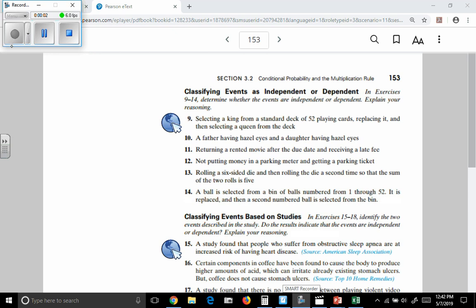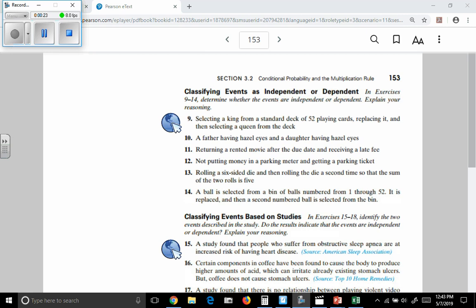As we're in 3.2, let's work through some examples. So one of the first things that was discussed in 3.2 was whether events are independent or dependent. So let's look at number 10. A father having hazel eyes and a daughter having hazel eyes, are they independent or dependent?